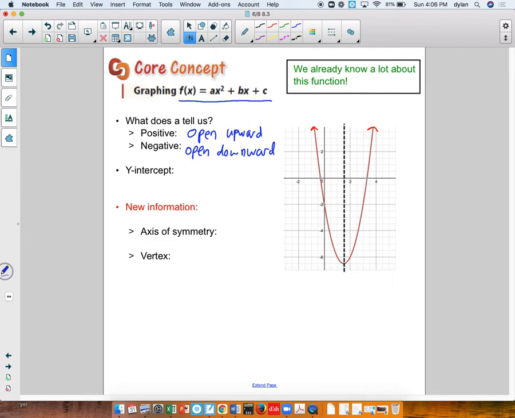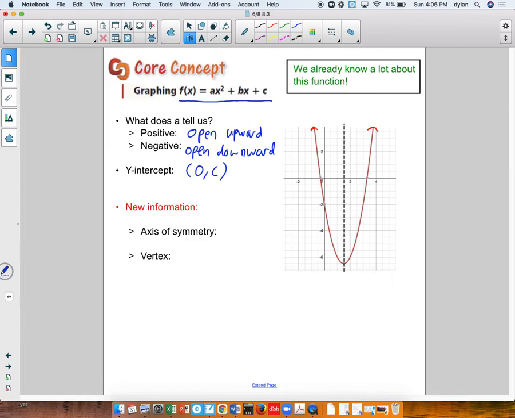Now, we also know the y-intercept as well. We saw this in 8.2 because c represents a vertical shift up and down for the y-intercept. So in other words, the y-intercept will be at the point (0, c). So if we plug in 0 for all the x's, we would be just left with c on the right side of the equation, which would give us our y-intercept.